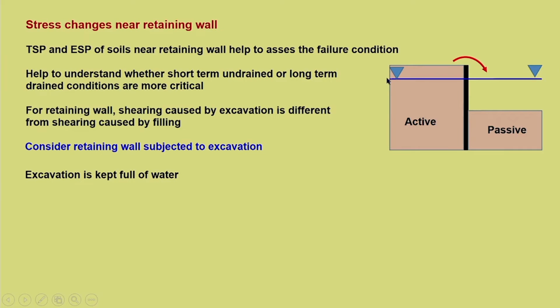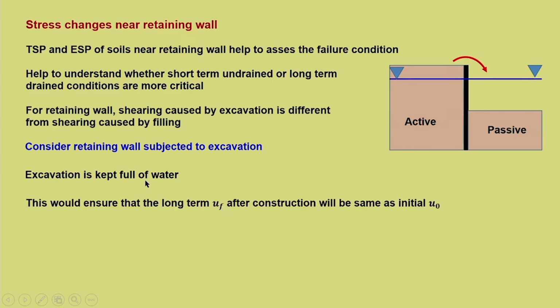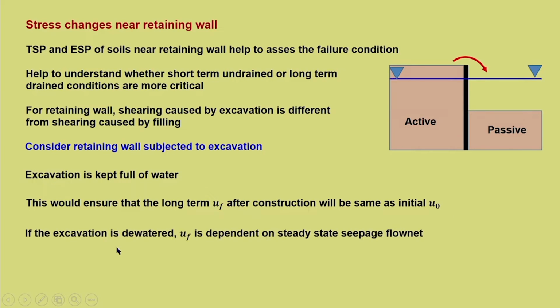The excavation is kept full of water. This is what it means: to make sure that the final equilibrium pore water pressure is comparable to the initial pore water pressure U naught. That is the same statement: UF, the final equilibrium value, will be equal to the initial U naught. If the excavation is dewatered during construction of a retaining wall, and there is a high groundwater level, definitely the water has to be pumped out. So, the condition we have assumed is no longer valid when it comes to actual field implementation.